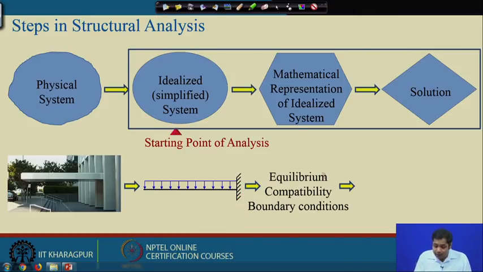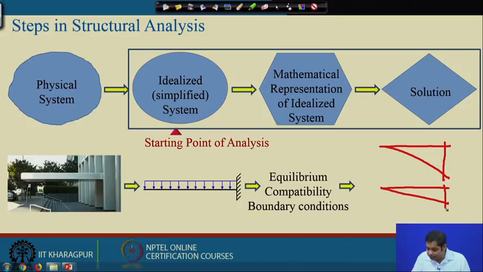And then equilibrium: if you remember, summation of forces is equal to 0 and summation of moment is equal to 0, right. Now, these are the equilibrium conditions. If we apply these equilibrium conditions, then the bending moment diagram for this beam will be something like this. This is the bending moment diagram, and the shear force diagram will be linear, something like this, and the deflected shape will be something like this.